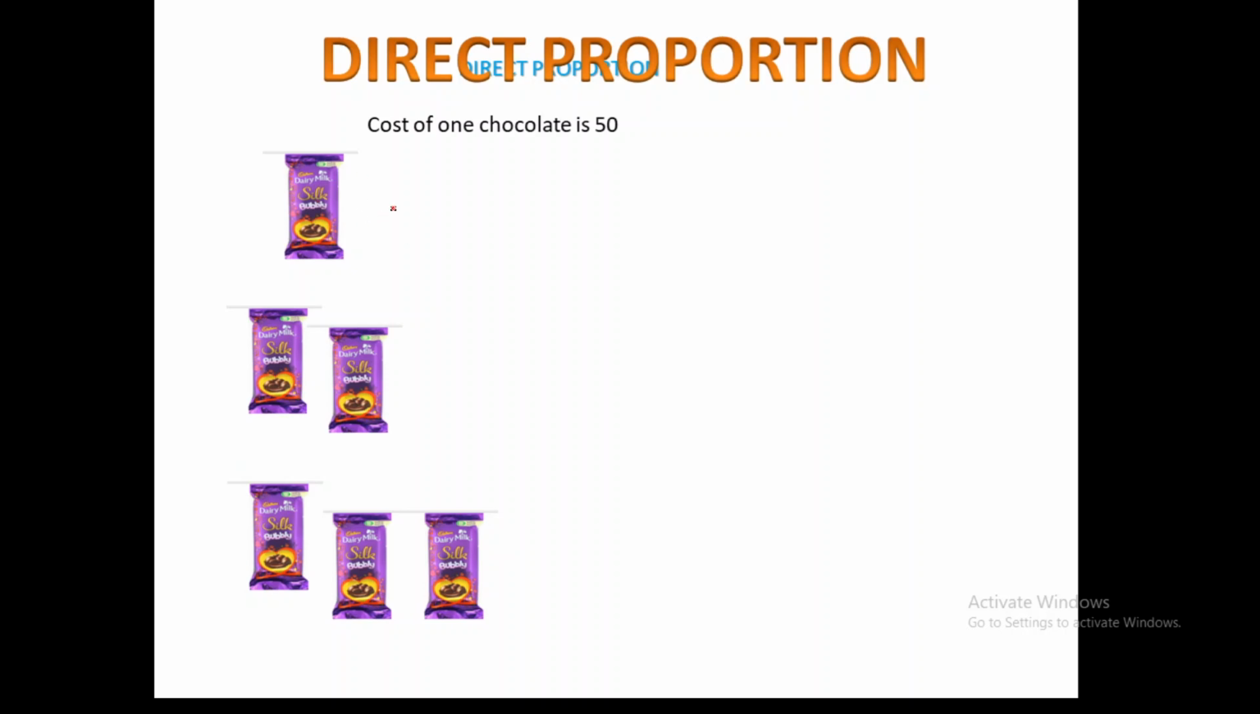Here is one chocolate. The cost of one chocolate is 50 rupees, right? So this chocolate costs 50 rupees. Then if we purchase two chocolates, how much do we have to pay? 100 rupees, right? Then if we purchase three chocolates of the same type, what do we have to pay? 150 rupees, right? Here the number of chocolates increases, the cost of the chocolates also increases, right?